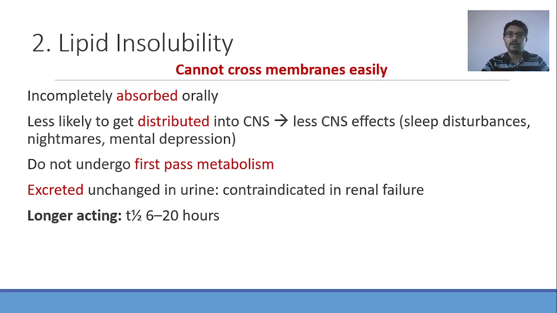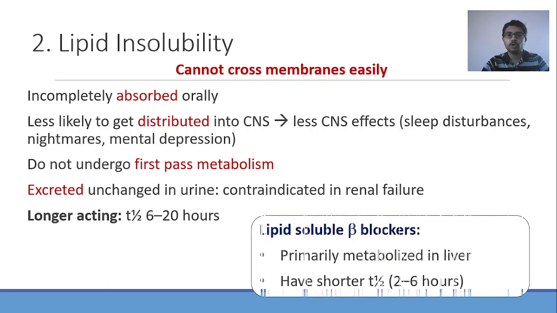On the other hand, if a beta blocker is lipid soluble, it is primarily metabolized in the liver because it is lipid soluble, right? It can easily cross the membranes, enter the liver and undergo metabolism. On the other hand, they have shorter half-lives. They undergo metabolism quickly, they are excreted in the kidney, they have shorter half-lives. Okay, so lipid insolubility provides pharmacokinetic advantage and disadvantage to various beta blockers.